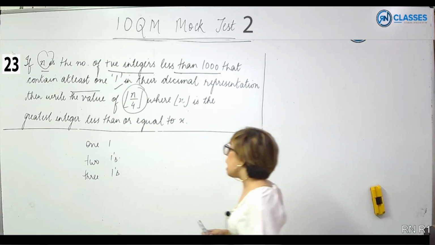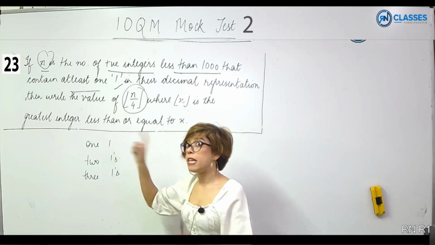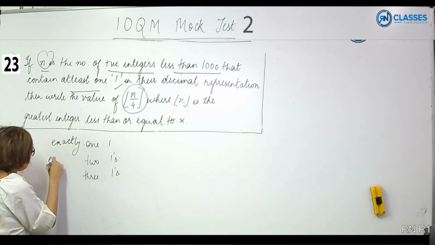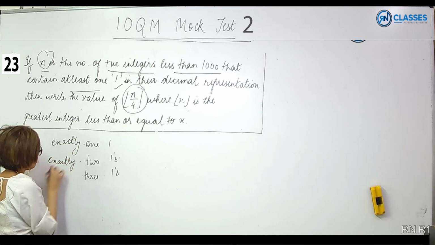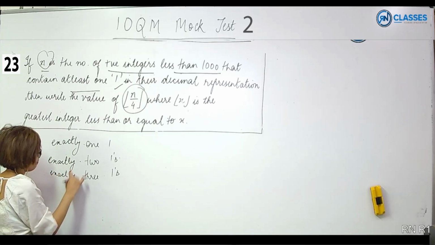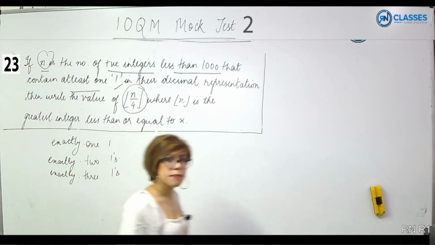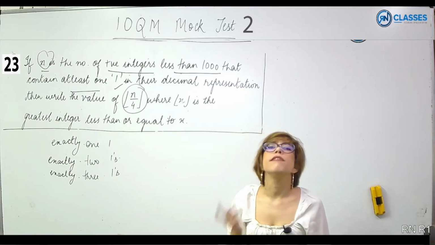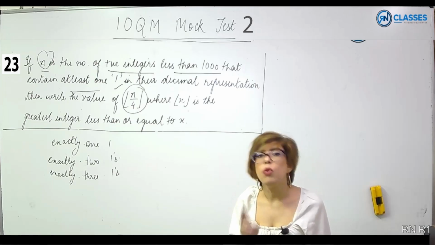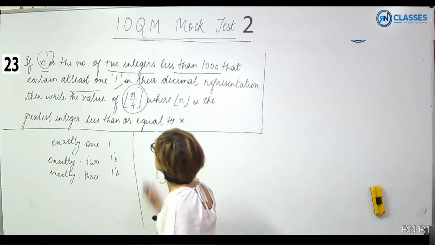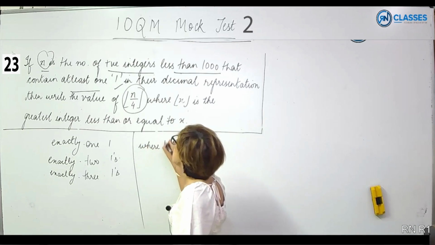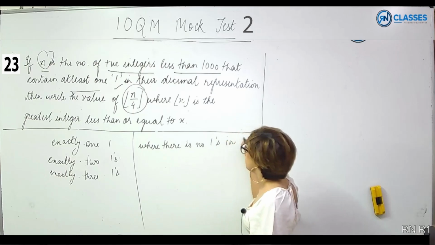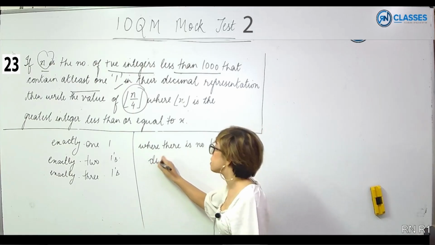Now, the thing is, I need to consider the case when it has exactly one 1, when it has exactly two, and when it has exactly three. Right? I have three different cases. Mind it, there is just one case left, which is when there are no ones in the decimal representation.